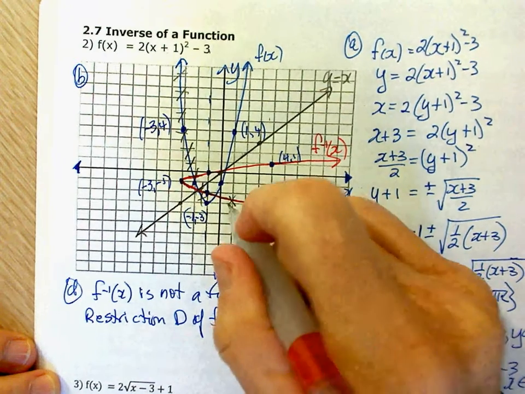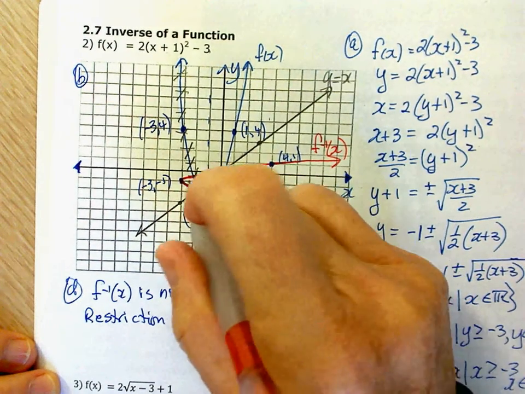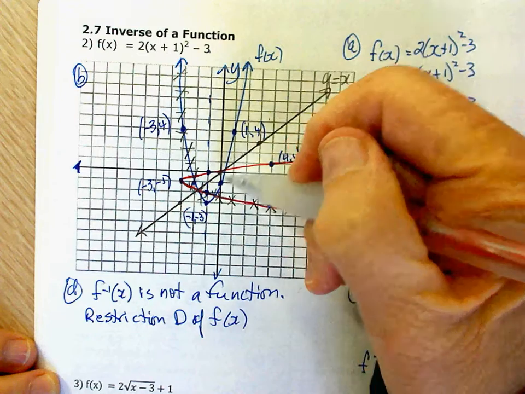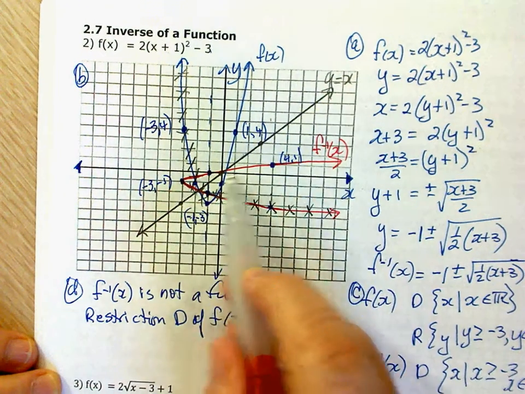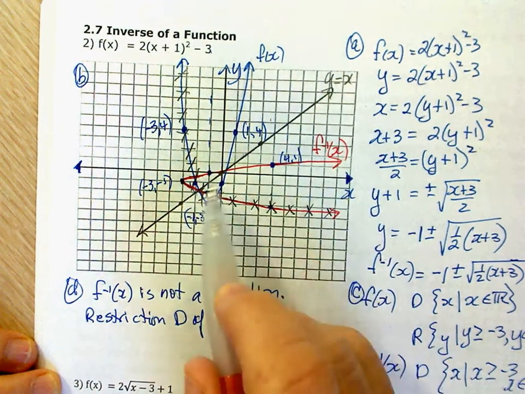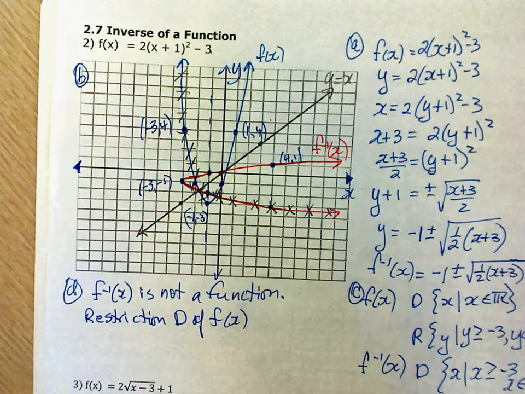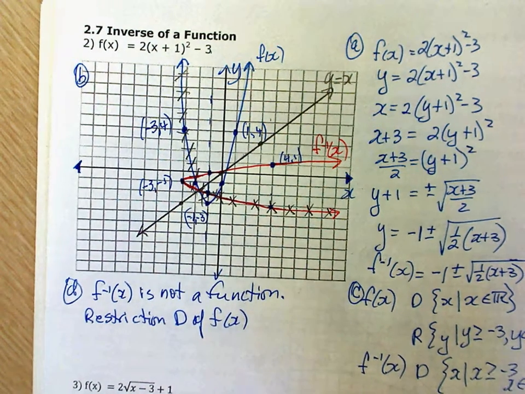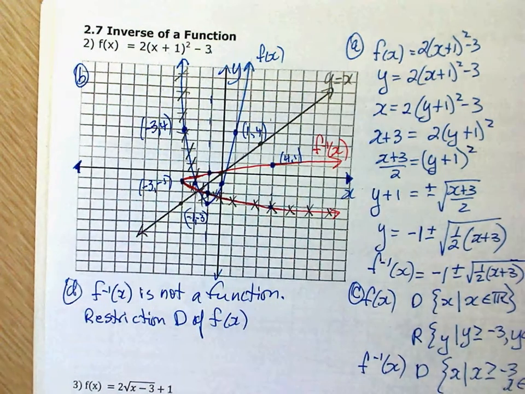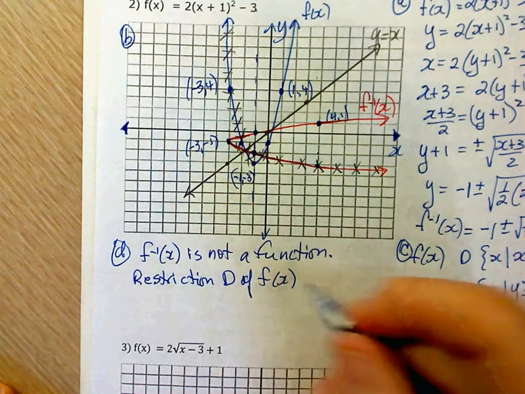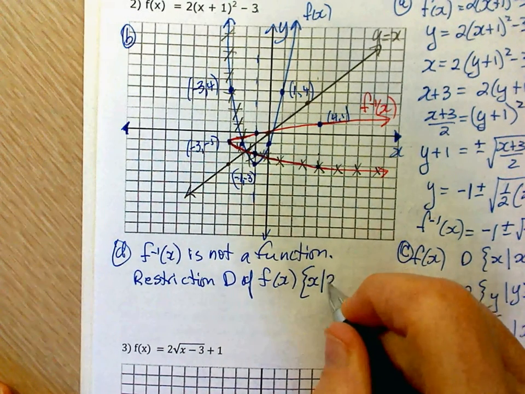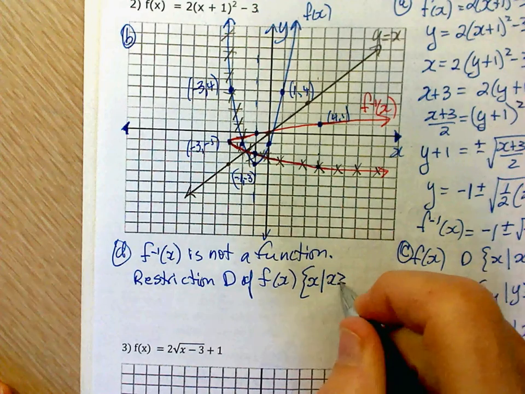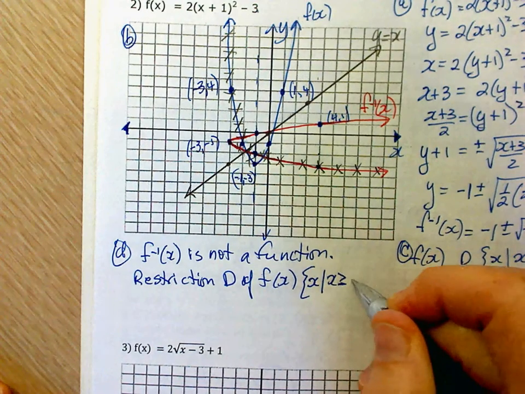So if we only reflect the right branch, we get only the top branch on the inverse, and if we only have the top branch, then the inverse is a function. So the restriction of the domain is going to be like this: x such that x is greater than or equal to -1.